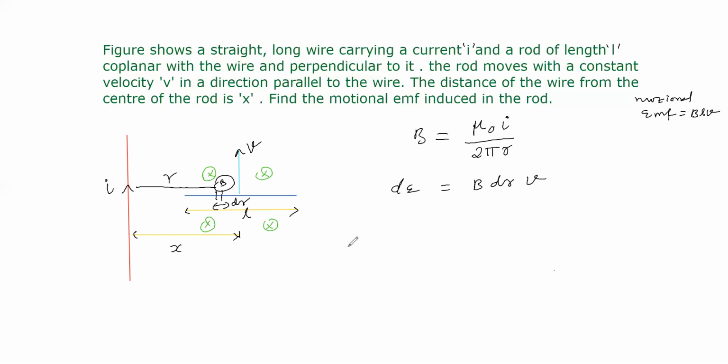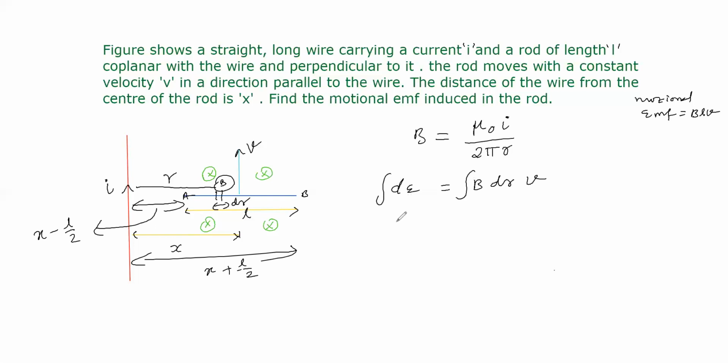So the EMF induced at the dr place, with magnetic field B, is dE equals B into dr into V. Now we have to substitute limits in the integration. The lower limit is x minus L by 2, and the upper limit is the final length. If you take the rod as A to B, the coordinate of A is x minus L by 2, and the coordinate of B is x plus L by 2. Now by integrating this equation we can get the induced EMF.